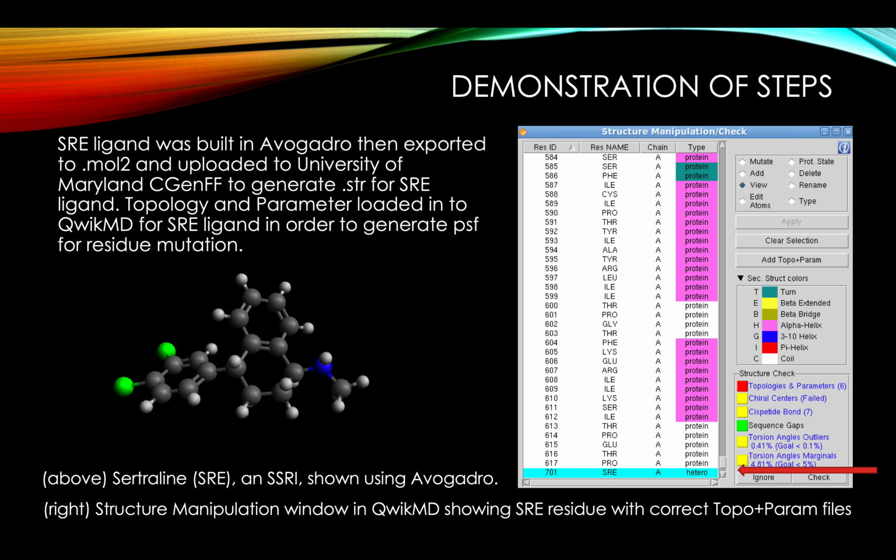So the SRE ligand I built within Avogadro. I did a geometry optimization to make sure that my bond angles were correct, and I was able to export that as a .mol2 file, which I uploaded to the University of Maryland's CGenFF in order to generate the .str for the SRE ligand. This allowed me to upload the topology and parameter files within QwikMD, which was necessary in order to generate the protein structure file.